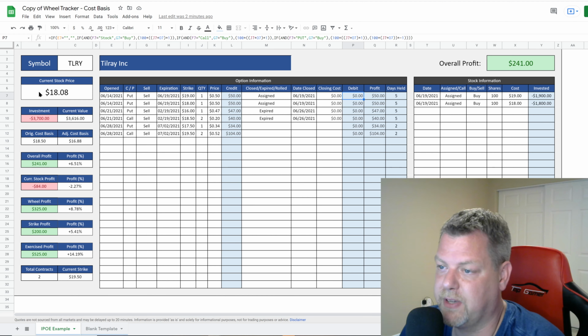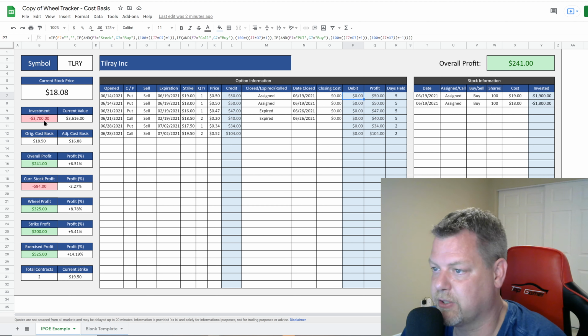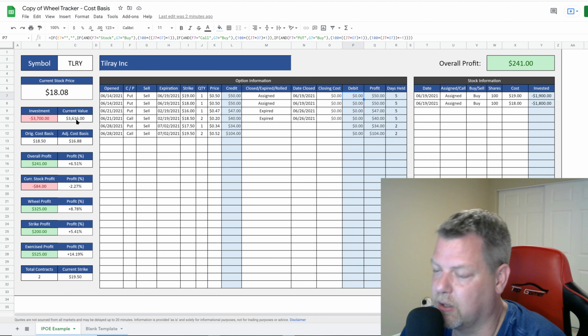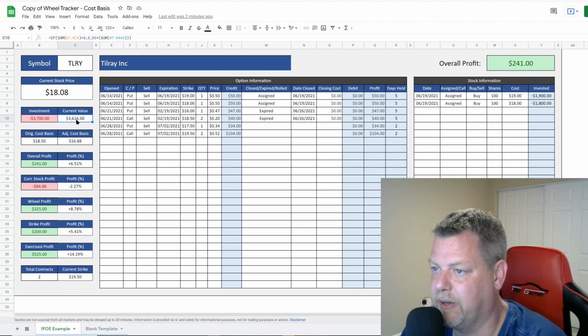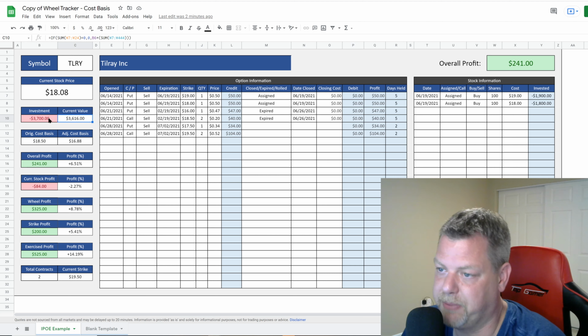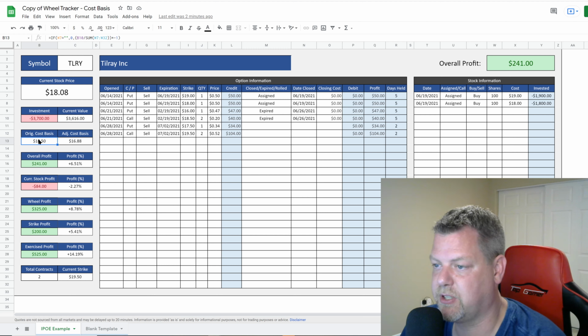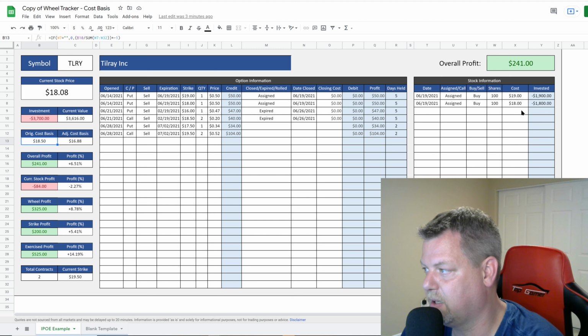So total investment, that's what you paid for all your shares currently. So you can just see that's a total of the $1,900 and the $1,800 over here. Current value, that's the current value of the actual shares. So we paid $3,700 for the shares. It is down off that $18.50 price. So the current value is only $3,616. And then the original cost basis, that's the average of the shares that we got assigned to us.